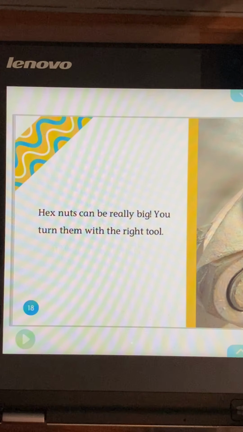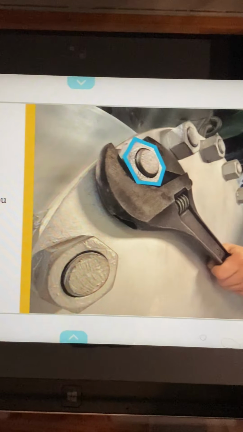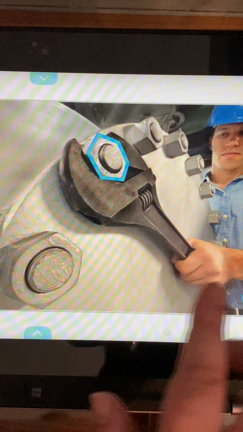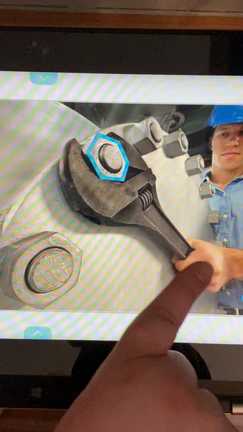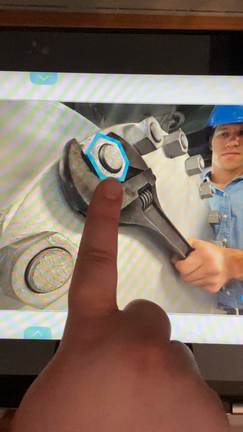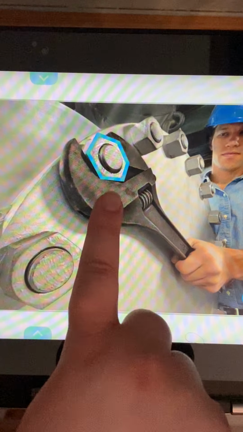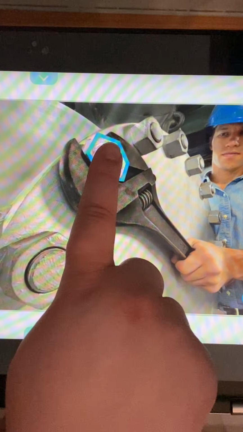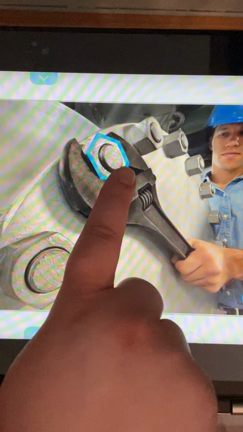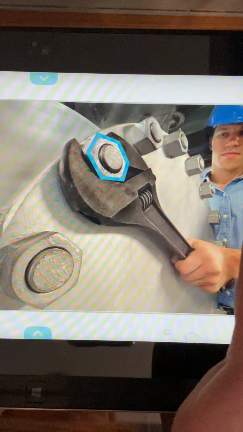Hex nuts can be really big. You can turn them with the right tool. So if you look right here, a hex nut is what this guy is using the wrench with. He's tightening the bolt or the hex nut. But you can see right here, there's 6 sides. 1, 2, 3, 4, 5, 6.